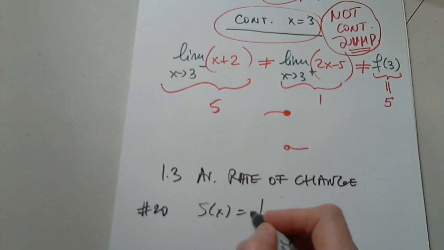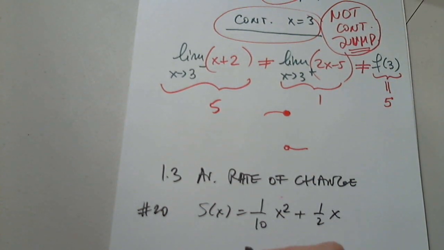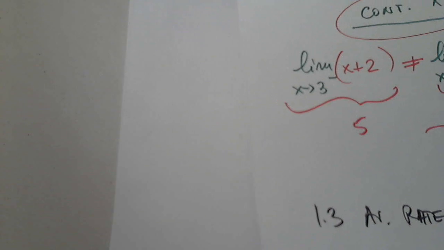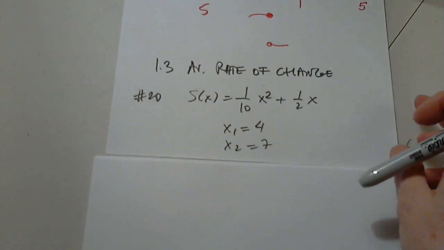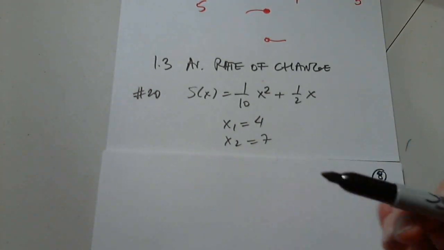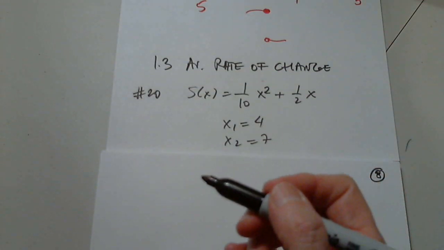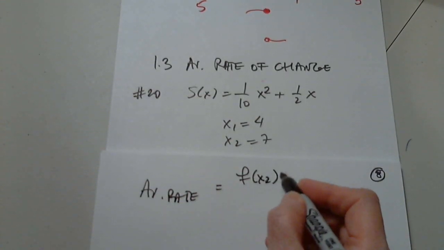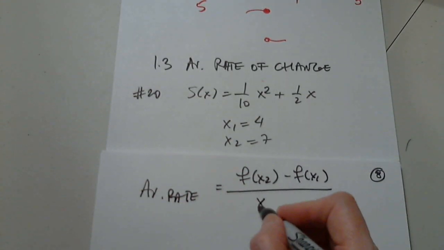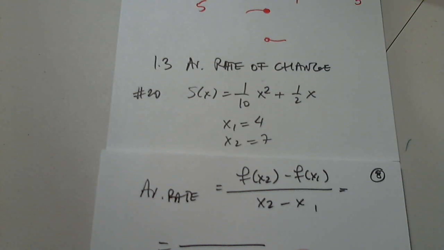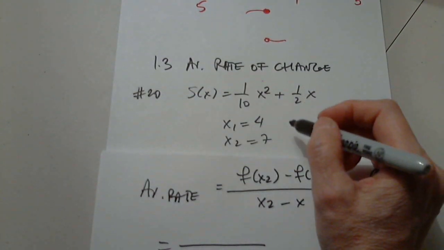So s of x equals 1/10 x squared plus 1/2 x between x1 equals 4 and x2 equals 7. Perfect. If you remember, 2 weeks ago, we talked about the average rate of change, which is the average rate between 2 points. So the average rate equals f of x2 minus f of x1, the slope of the line, over x2 minus x1. I have 7 minus 4. How do I determine these?